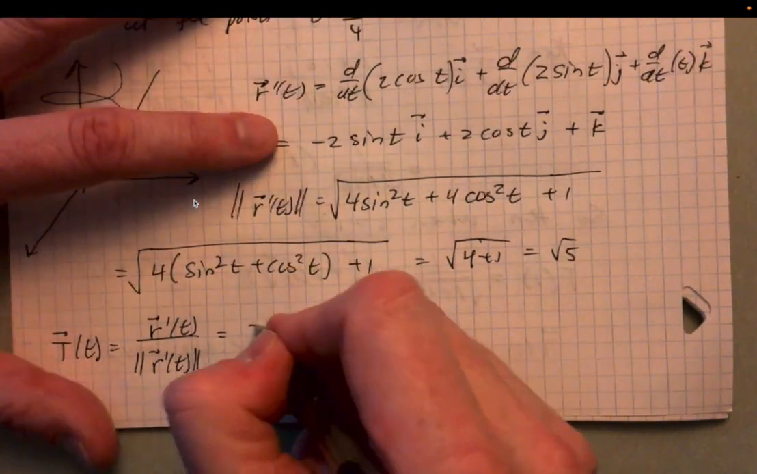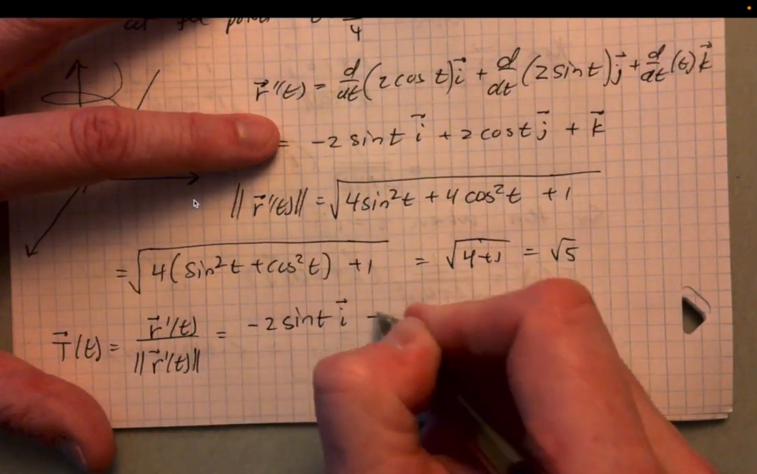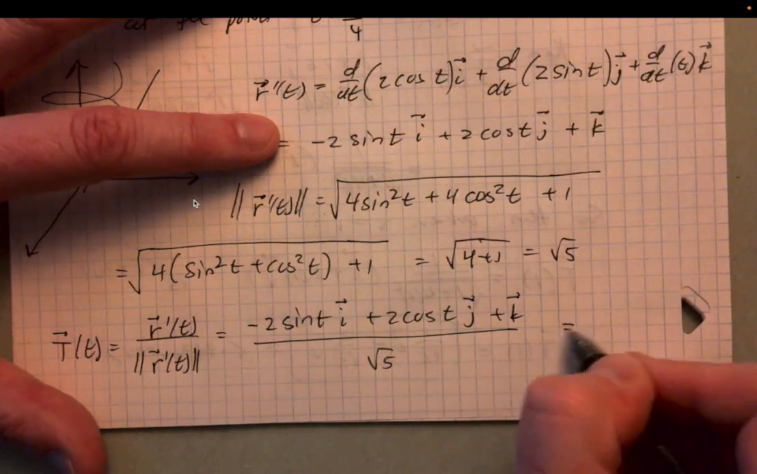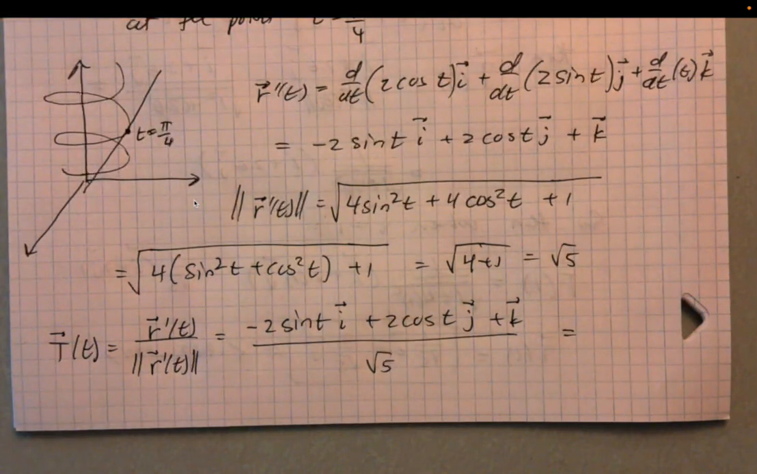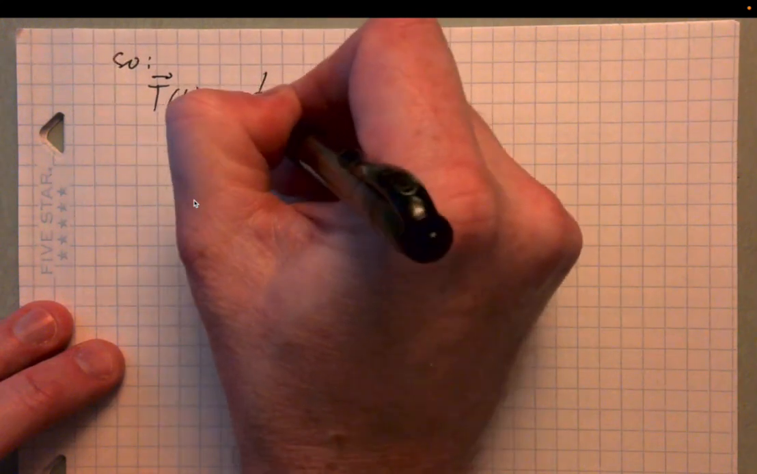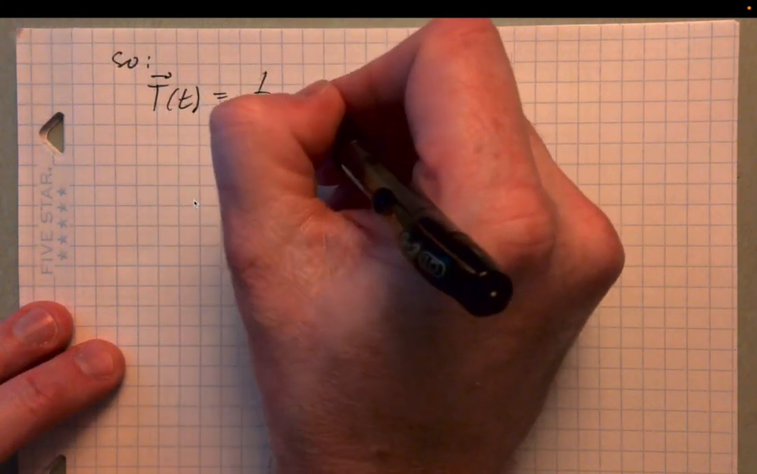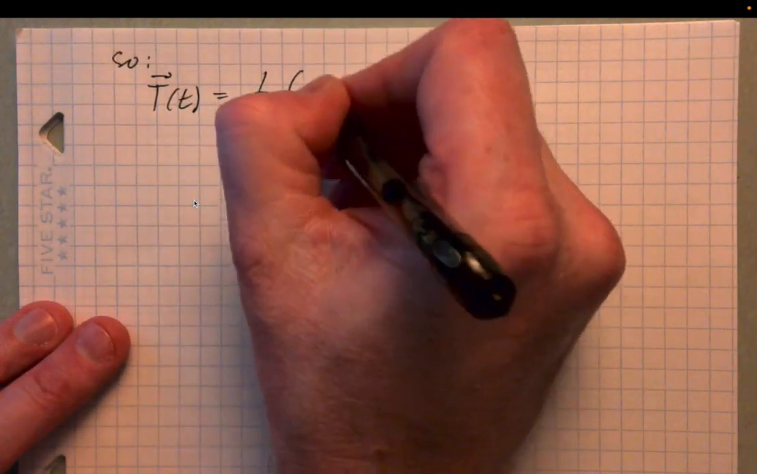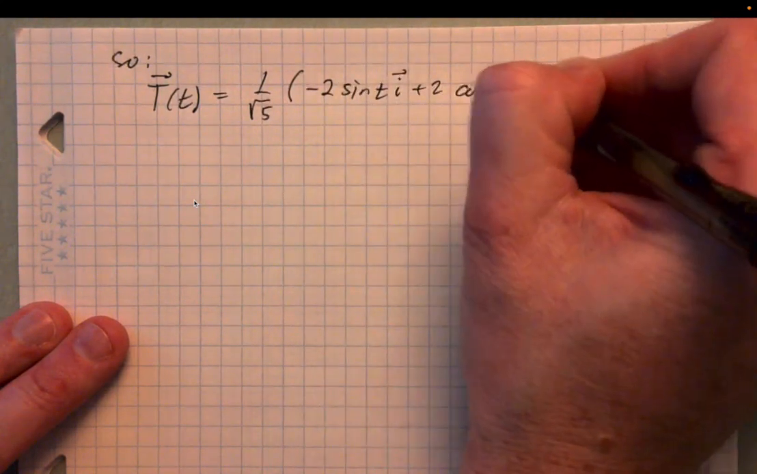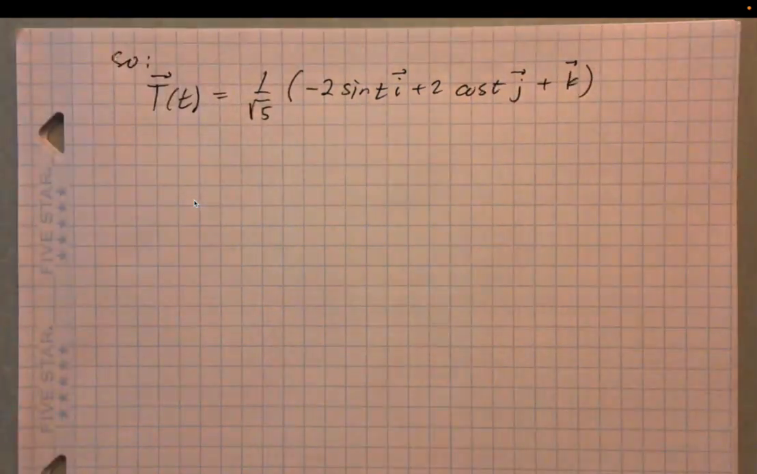Okay, so the derivative was negative 2 sine of t times i plus 2 cos t times j plus k, all divided by the square root of 5. And let's flip the page here. So basically we have this now. It's 1 over the square root of 5 times negative 2 sine of t times i plus 2 cos t times j plus k. Okay, so that's what the unit tangent vector is.